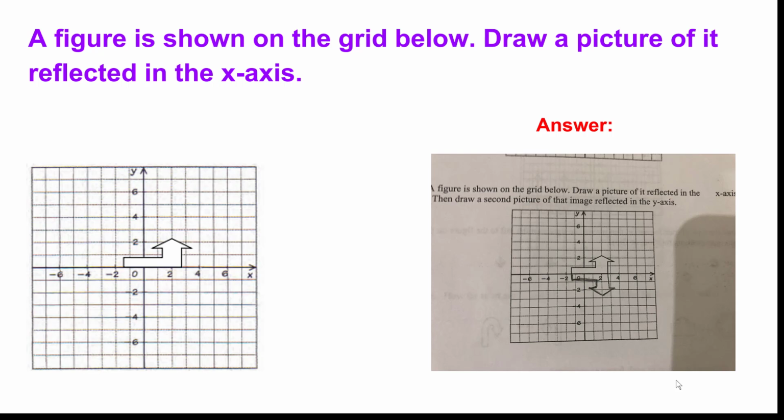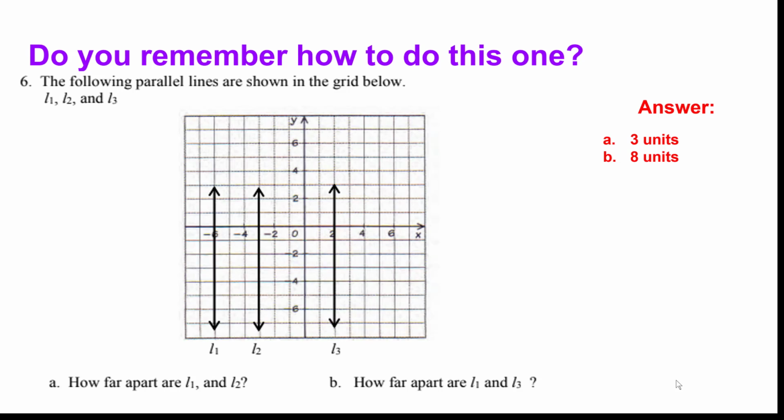A figure is shown on the grid below. Draw a picture of it reflected in the x-axis. So here's the image reflected in the x-axis. It's very close. You've got to make sure the points and the image are the exact same distance from the x-axis, and be precise.